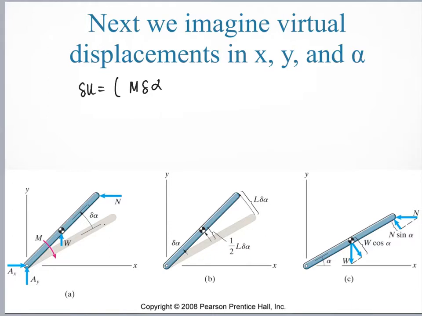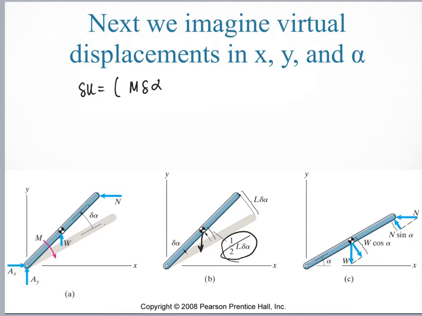Now, not the work, the weight. The weight is going to do some work, but we have to think about this more in terms of the force times the linear distance that it would move. And the linear distance that this object moved right here is 1/2 L, because the weight is placed at the middle of the beam, times delta alpha.